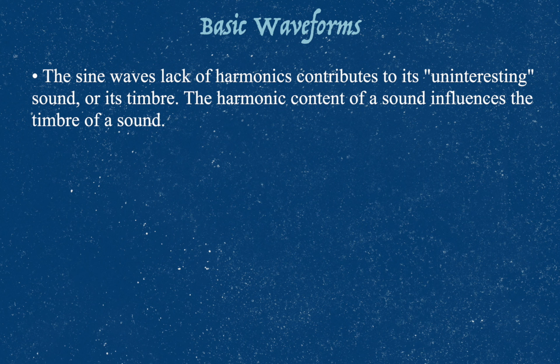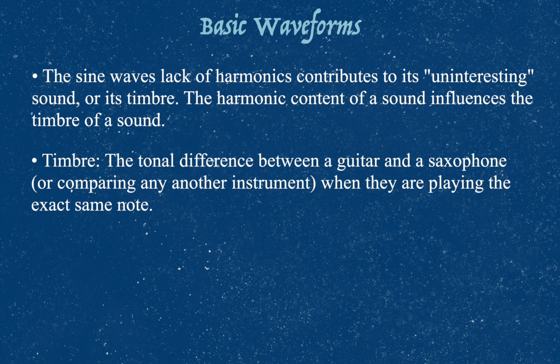The sine wave's lack of harmonics contributes to its uninteresting sound or its timbre. The harmonic content of a sound influences the timbre of a sound. Timbre is the tonal difference between a guitar and saxophone when they're playing the exact same note. The guitar is a plucking instrument and a saxophone is a reed instrument that requires our air. The difference in sound is timbre. If we were to study the harmonic relationships in a guitar and saxophone, they would be vastly different.